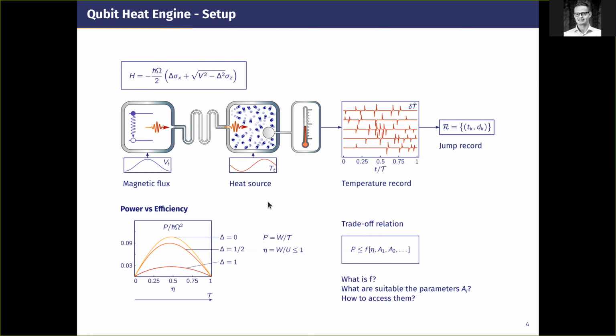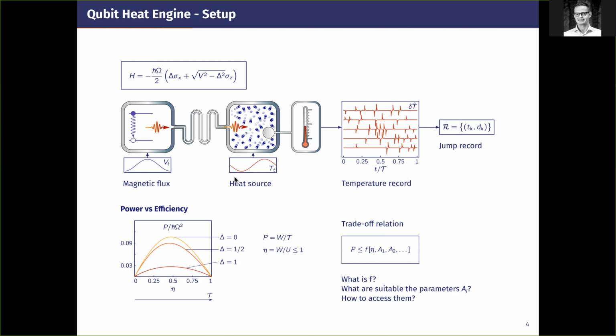We can now extract the power of the engine cycle, which is just the total produced work divided by the cycle time curly T. And we can also determine the efficiency, which is the total power divided by the thermal input, which is provided by the heat source used to produce this temperature modulation.